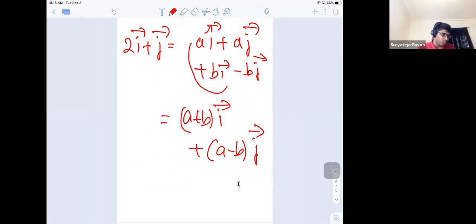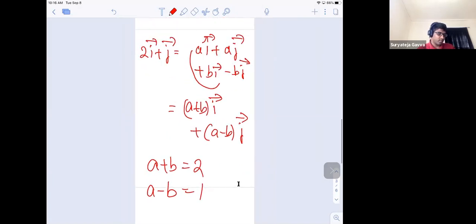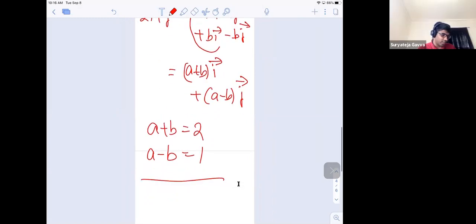Now do you know what you need to do? There are these two vectors and you have to compare. So a plus b would be 2, a minus b would be 1. I'm comparing the left and right sides. Oh yes, because it's 2i plus j, that makes sense. Now you just solve for a and b. So a is 3/2, b is half.